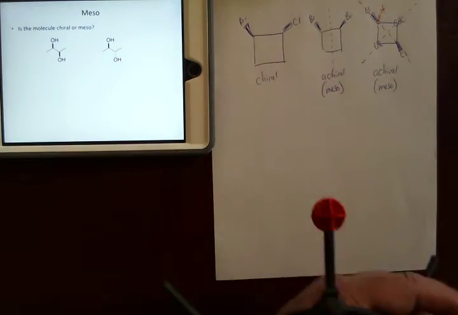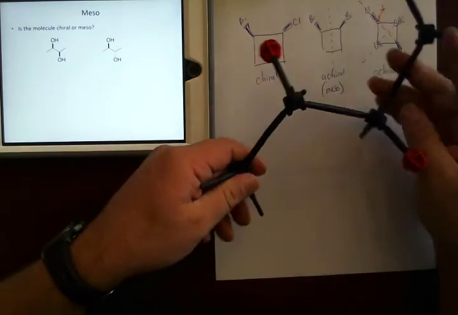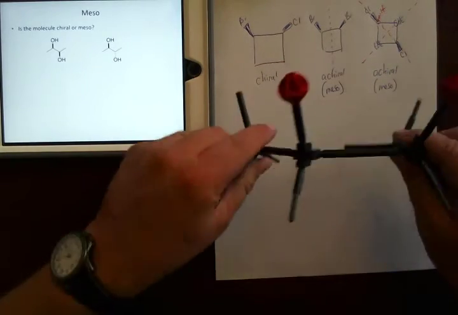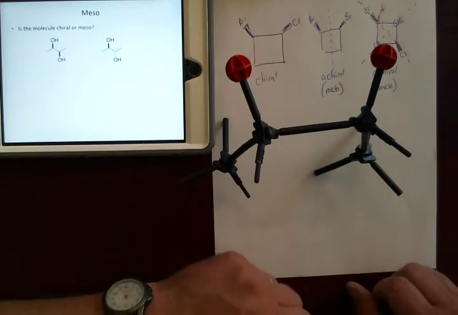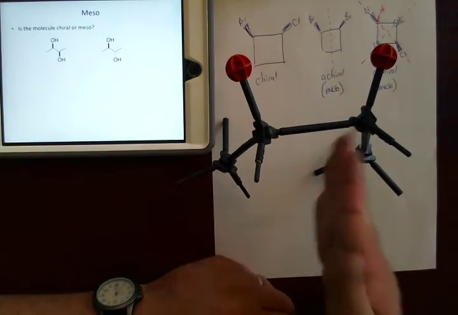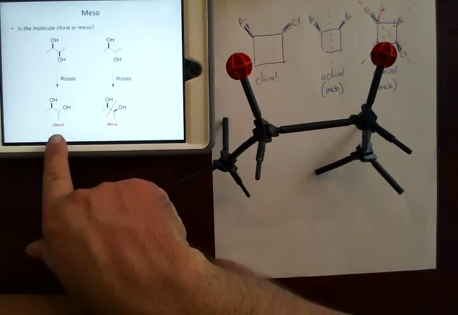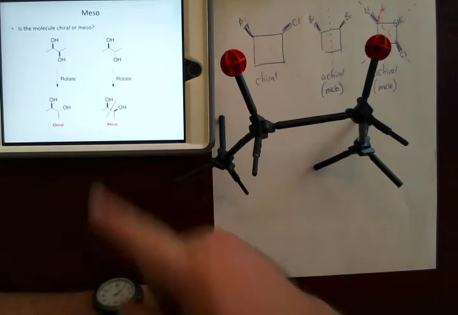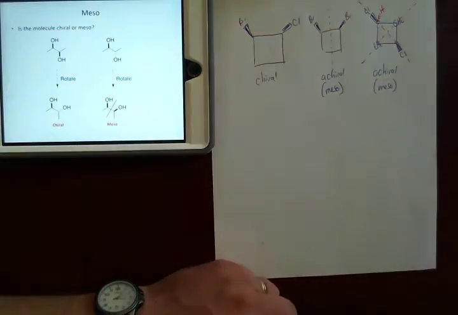Here, if I were to make it like this, you start off with them pointed in the opposite direction, okay? But if I rotate them like this, well, whoop, right there, now there's a nice plane of symmetry that goes right through here. So in fact, this one's meso. If you rotate it, there's no mirror image there, but for here, there is. Okay? So you have to be careful with non-cyclic compounds.